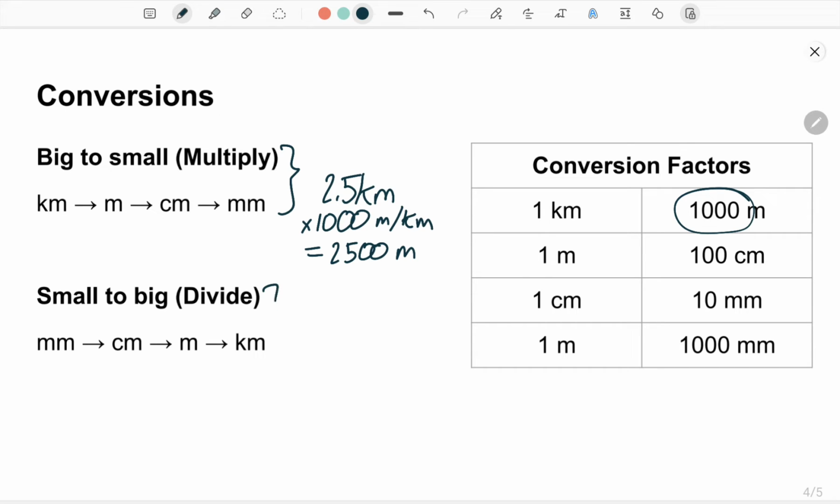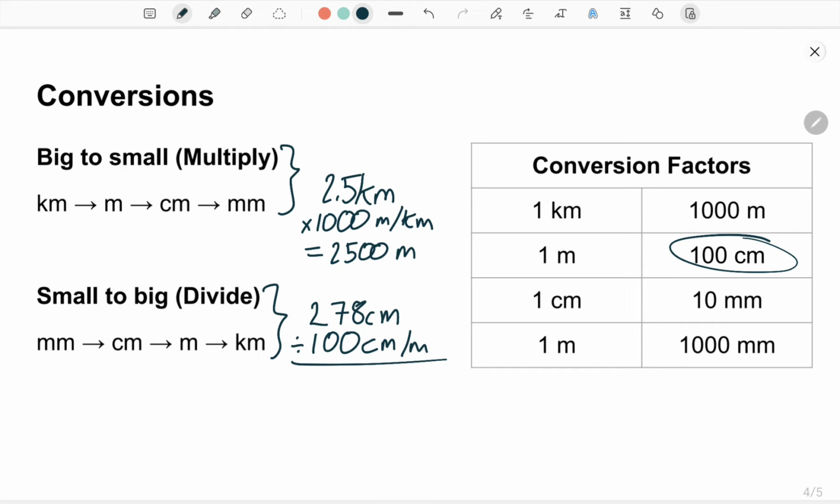All right, what about going from something smaller like centimeters to meters? Let's do that. If I have 278 centimeters and I want that in meters, what could I do? Well, now you're going to look at the conversion factor that involves meters and centimeters. There's 100 centimeters for every meter. So we need to divide by that conversion. We're dividing the 278 by 100 centimeters per meter, and what you're going to get in this case is 2.78 meters.